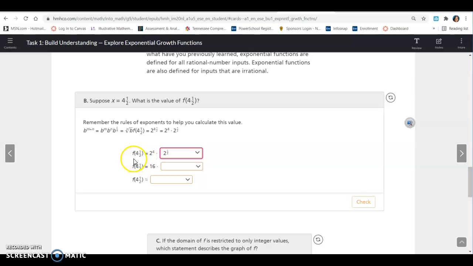All right, so all you're doing is saying that this times this is going to produce what we want here. So they've gone through the steps here. They're making it more complicated than it really is. All right, so 2 to the 4th is 16, and 2 to the 1/2 is the same thing as the square root of 2.